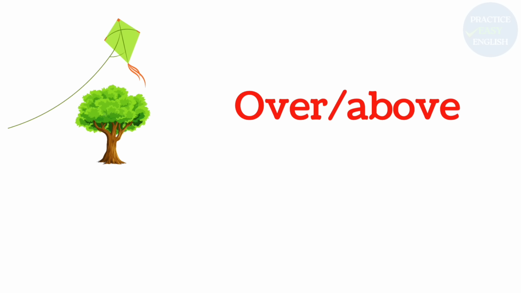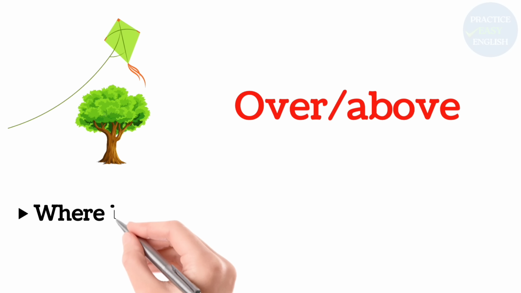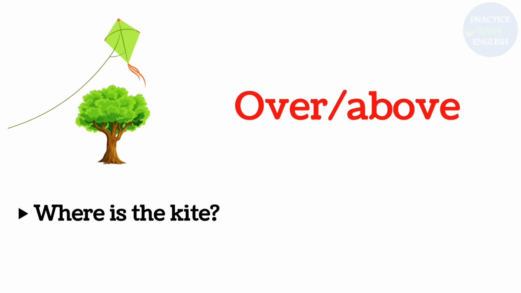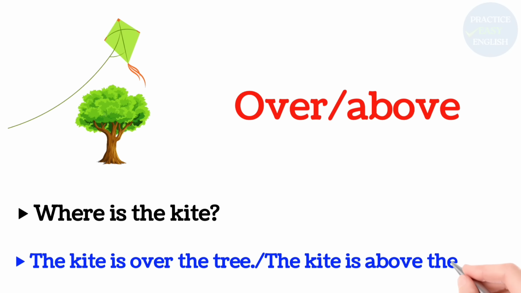Over, above. Where is the kite? The kite is over the tree. The kite is above the tree.